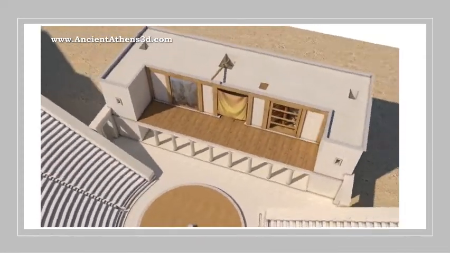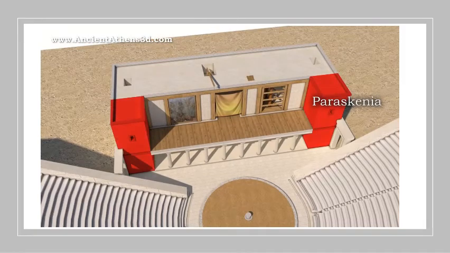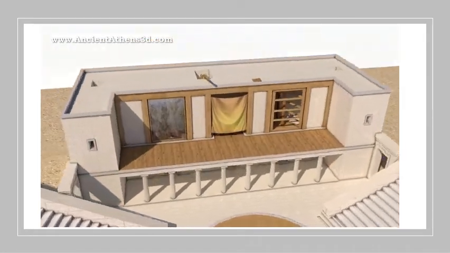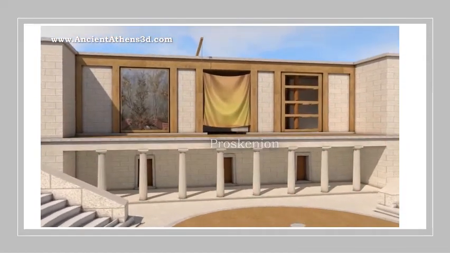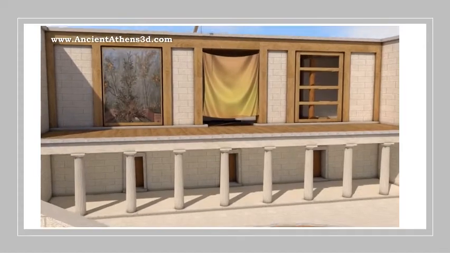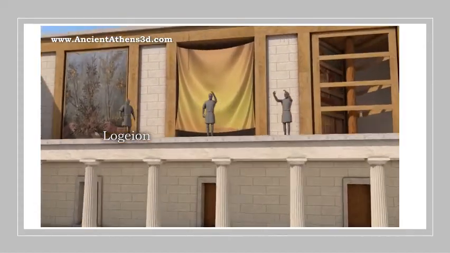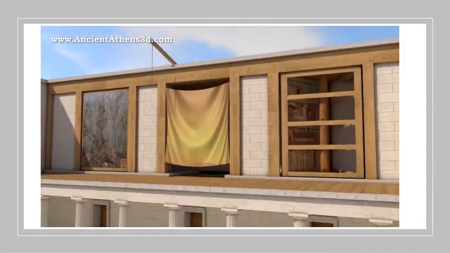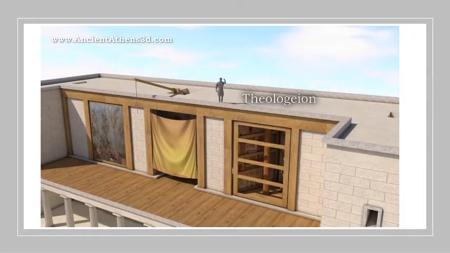The skene was divided into sections. The paraskenia were the two protruding wings, which served as a storage space. The proskenion was usually a colonnade, located on the facade of the skene. Its top was called logeion, and was the actor's area of performance. In the larger theatres there was an additional level called theologeion, used for the appearance of gods.